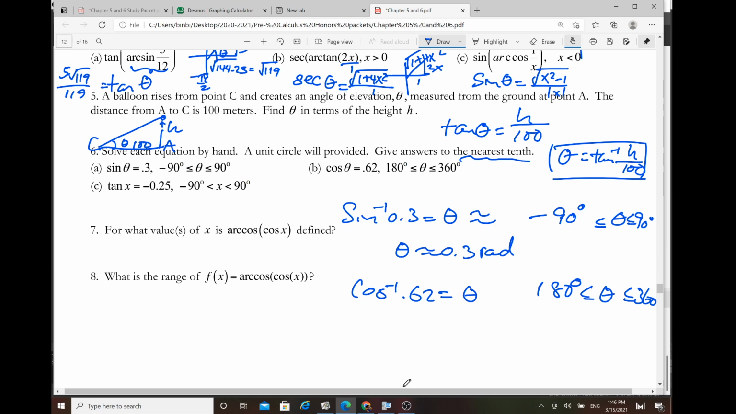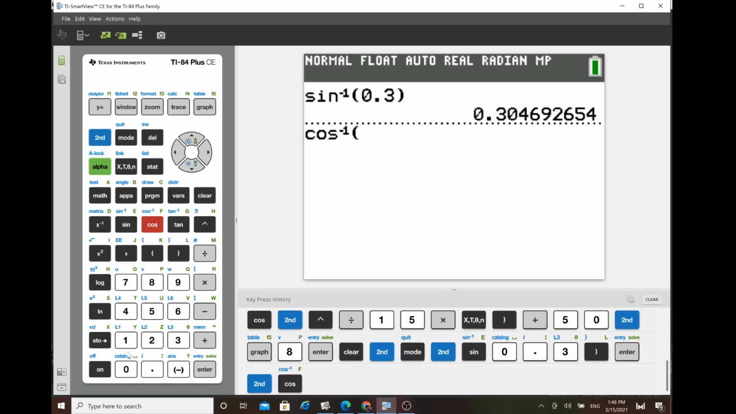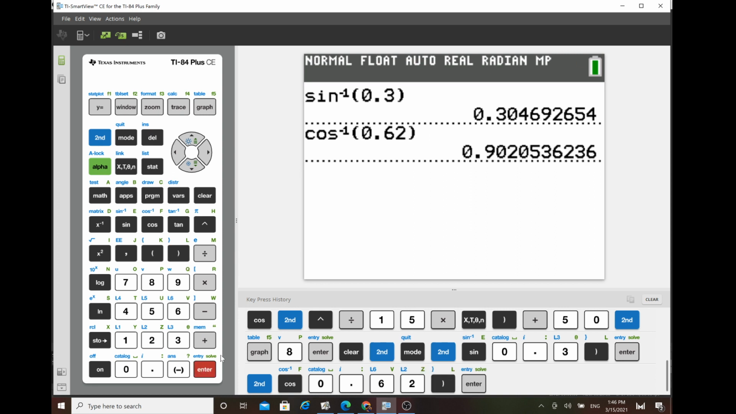Okay, so take the inverse of cosine of 0.62. So second inverse of cosine of 0.62. And then you'll find out the ratio, which is positive 0.902. But 0.902, where is that at? Is that in quadrant 2? So try to convert that to degree, because you want to find out exactly what that is. Multiply by 180, then divided by pi.